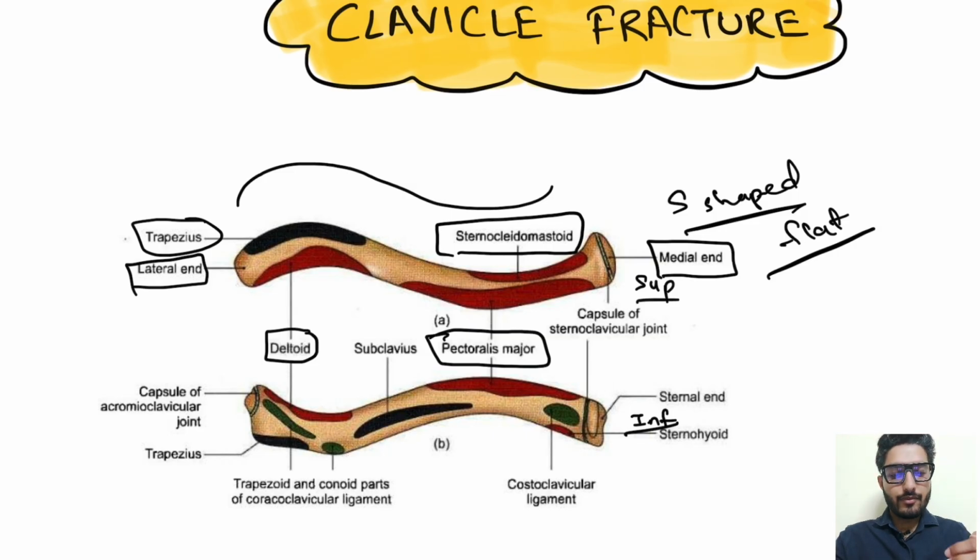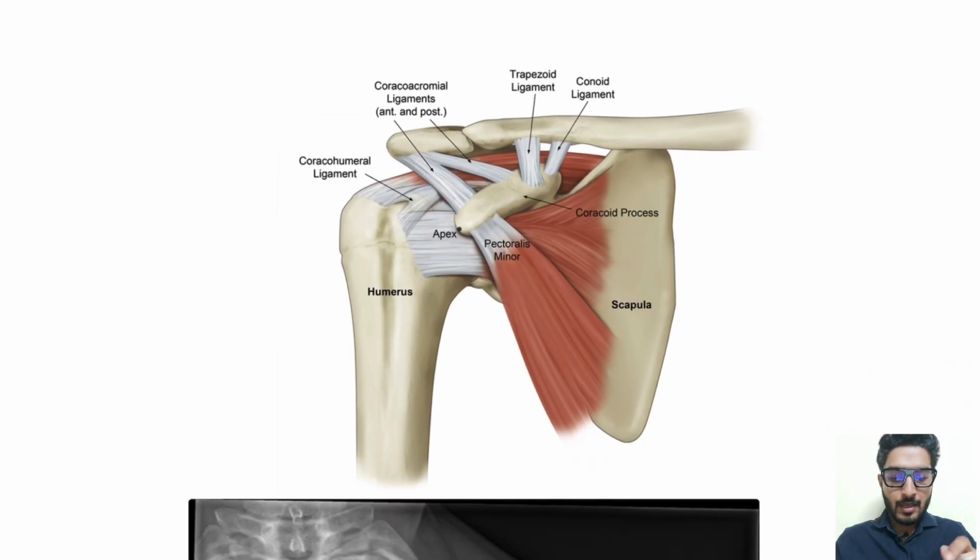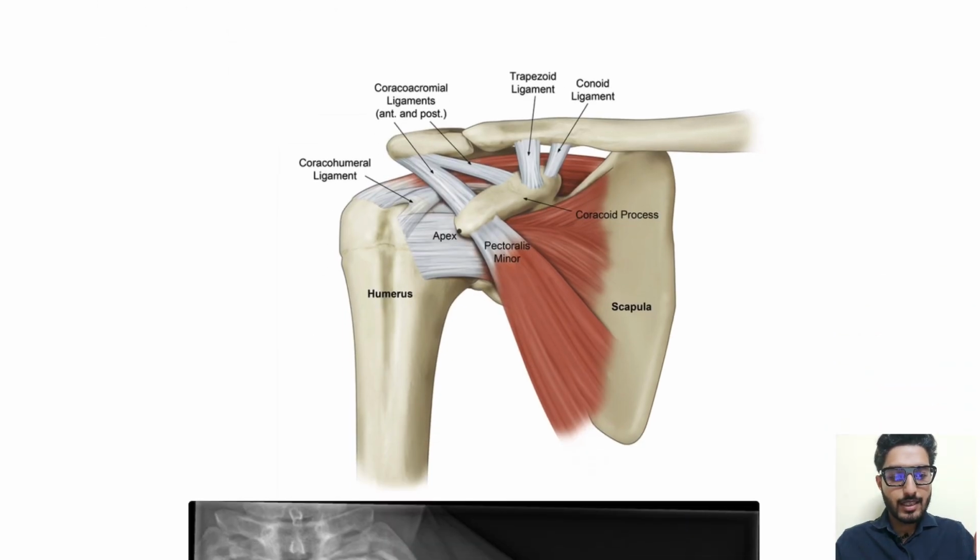Now coming to the inferior surface, what is important over the inferior surface is the ligament. This is the coracoclavicular ligament, which has two parts: first is trapezoid and another one is conoid. As you can see in this diagram, this is the conoid and this is the trapezoid. Trapezoid is more lateral as compared to the conoid ligament. So this is the normal anatomy.